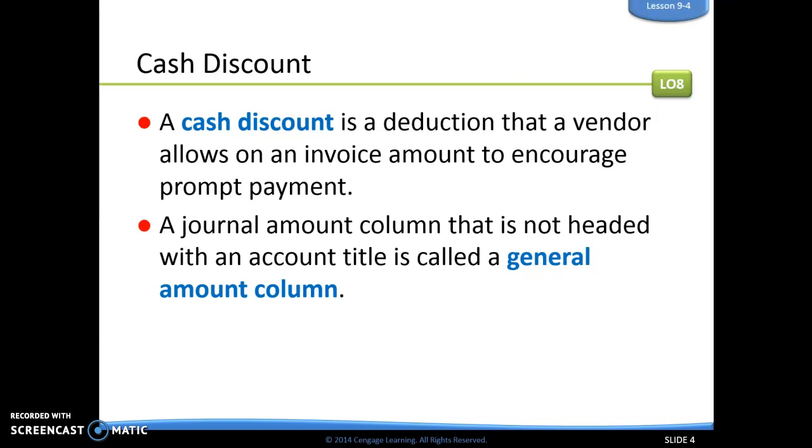The general amount column is a journal amount column that is not headed with an account title. So all they're saying here is any column in a journal that is not a special amount column is simply a general amount column.